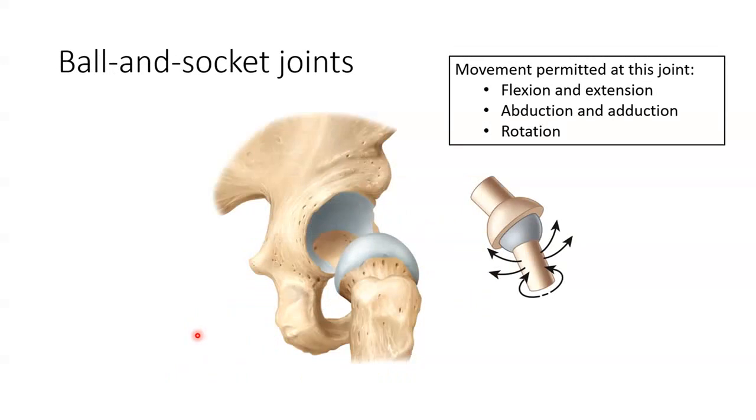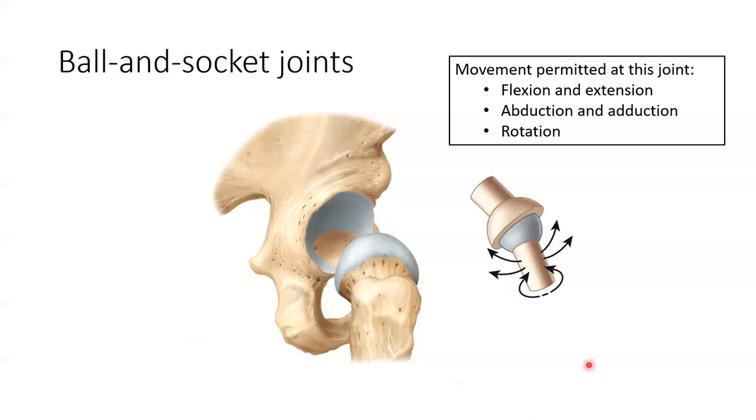Lastly, we have our ball and socket joints, which consist of a ball-like surface of one bone fitting into a cup-like depression of another bone. These type of joints permit movement around three axes. For example, we have flexion and extension, where a joint angle gets smaller and then larger. Abduction and adduction, where you're moving something away from the center or midline of the body and then closer towards the midline of the body.